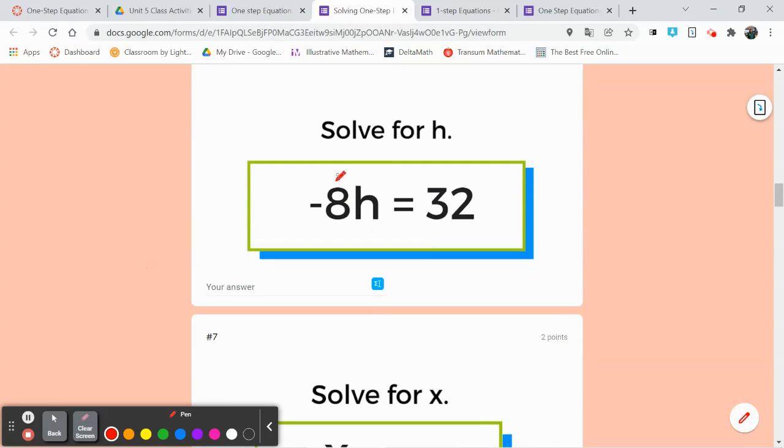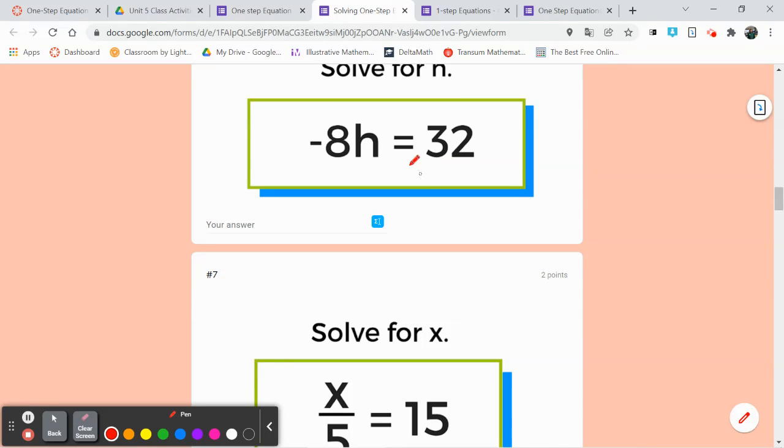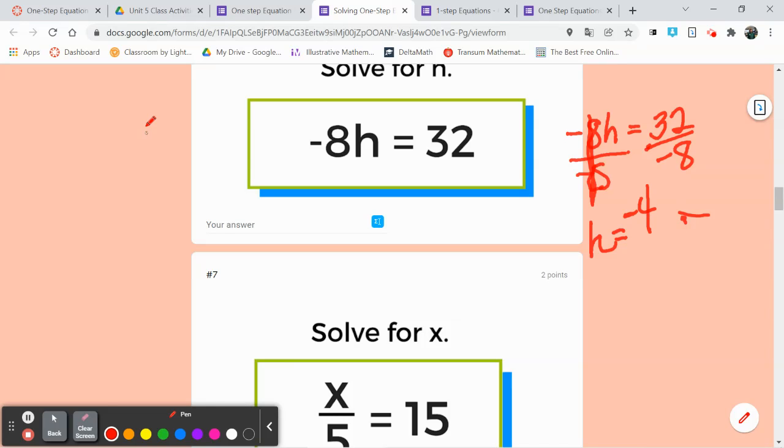This one has a negative. That's negative 8 times h equals 32. So you would divide both sides by negative 8. That's multiplication. The opposite of multiply is divide both sides by negative 8. Now my pen's starting to act up. Hang on just a second. All right. We're going to divide both sides by negative 8. That cancels out. My h is there. We've got one negative, and so we get a -4.